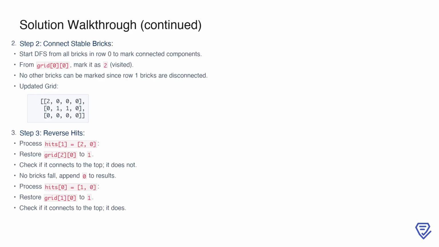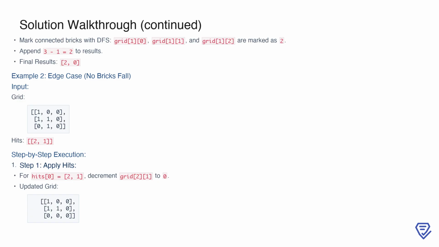Then, we restore the brick at grid 1, 0, which does connect to the stable structure. This connection triggers a chain reaction, stabilizing bricks at grid 1, 1 and grid 1, 2. As a result, we calculate the number of fallen bricks as 3-1, which equals 2, and append this value to the results. After processing both hits, the final results for this example are 2, 0, indicating that 2 bricks fell after the first hit and none fell after the second.